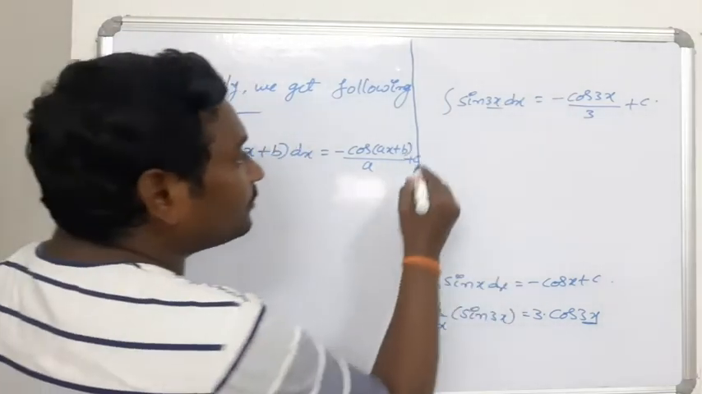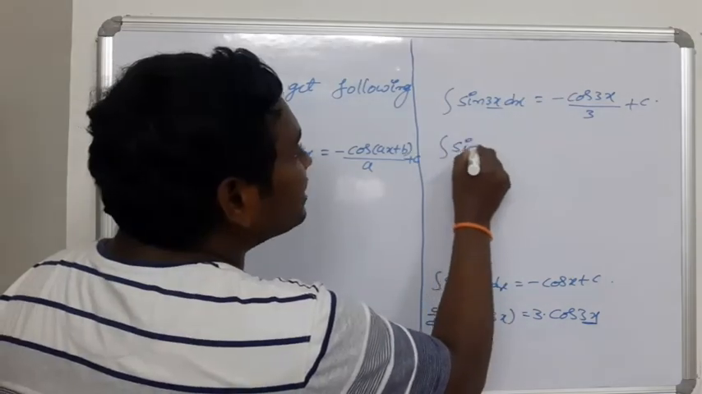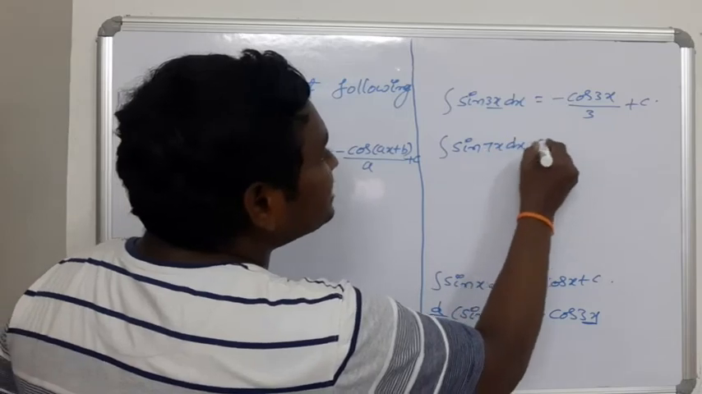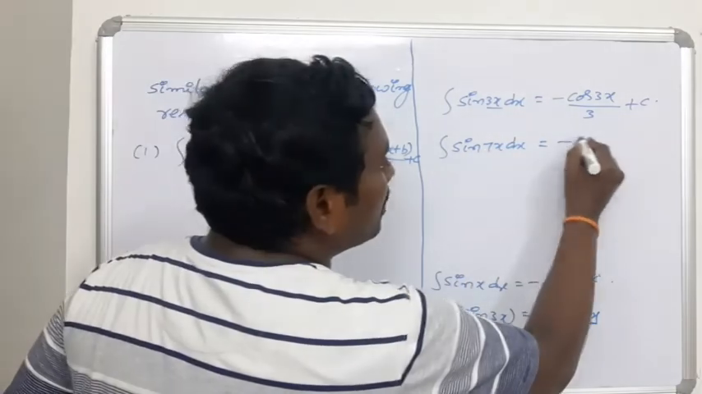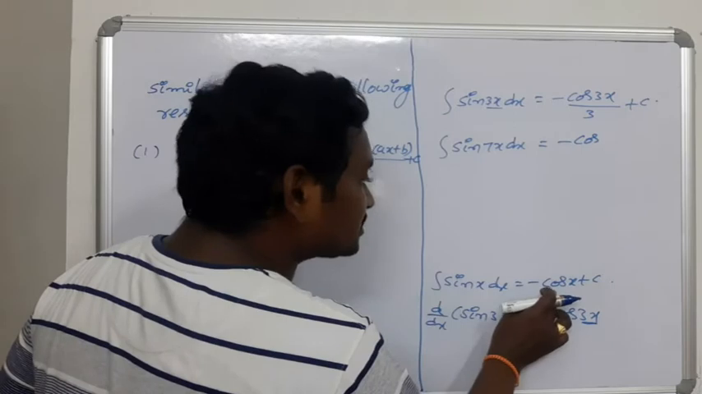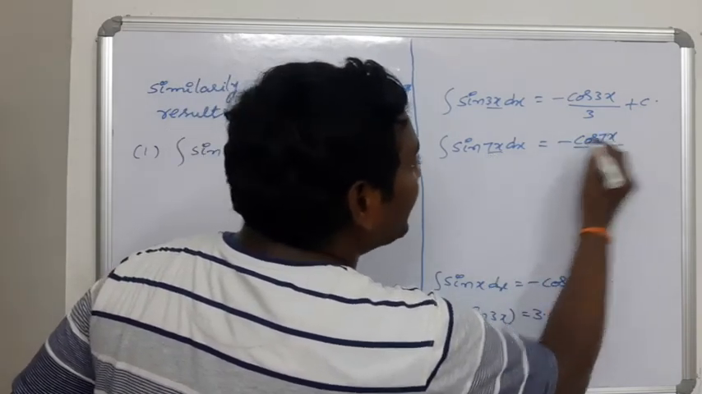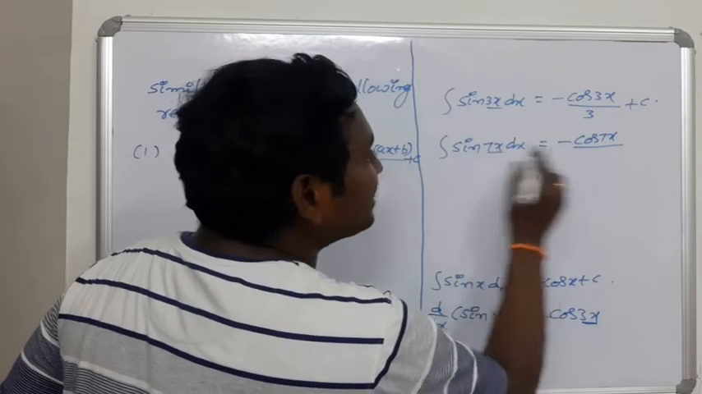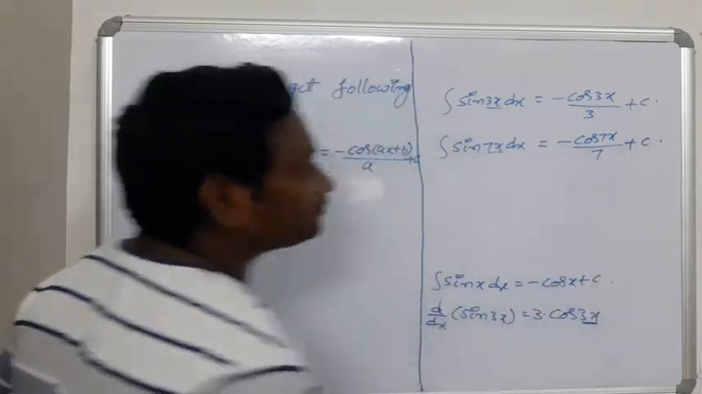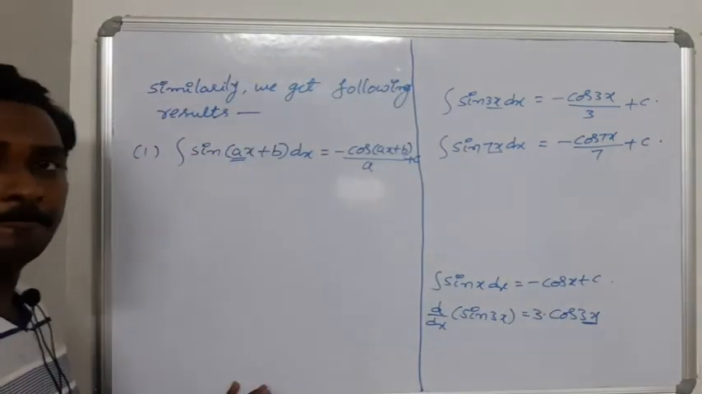That's all. For example, we have to find the integration of sine 7x. What is its integration? Integration of sine is minus cos, so you write minus cos, write the similar angle, and write the coefficient of x in the division, plus c, according to this formula.